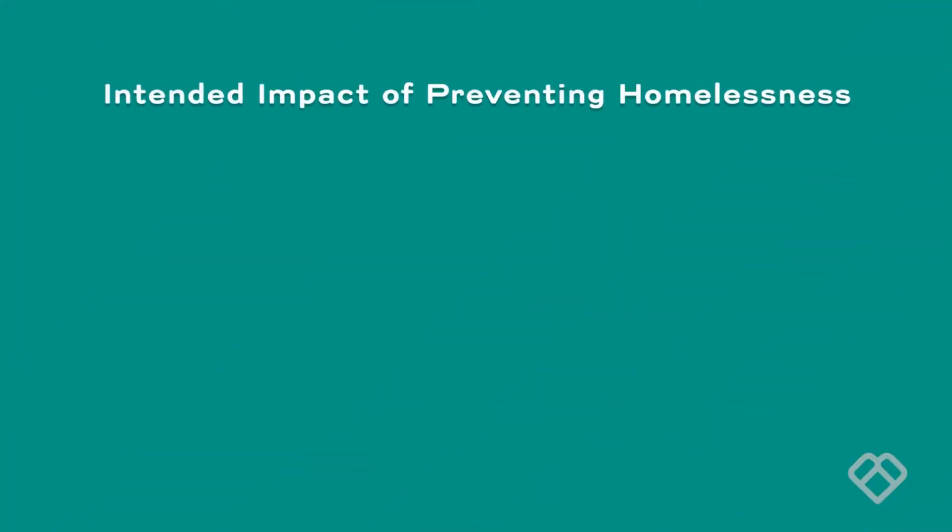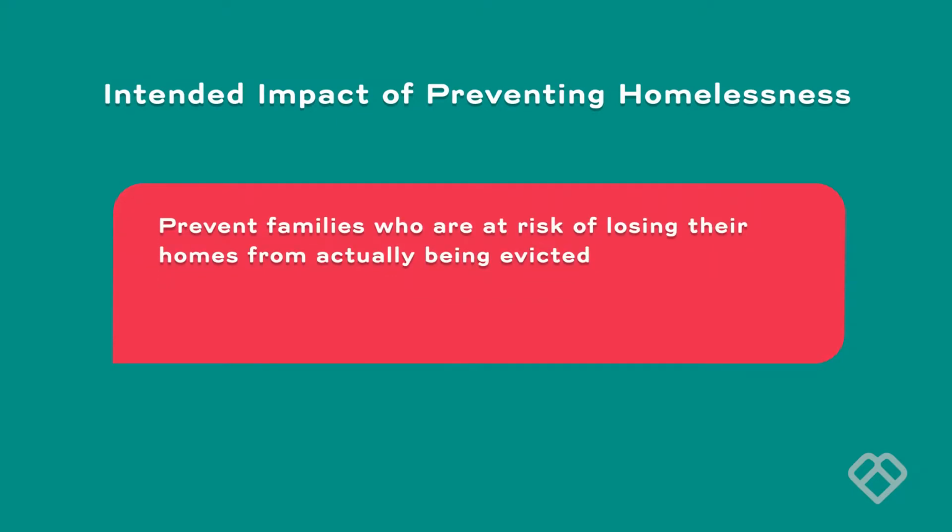The intended impact of this approach is to prevent families who are at risk of losing their homes from actually being evicted. The interventions include helping them pay their bills, helping them pay their rent, various ways of avoiding eviction, and the goal, of course, is to avoid evictions. And now let's turn to the logic model for this.